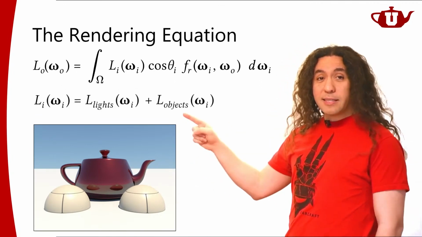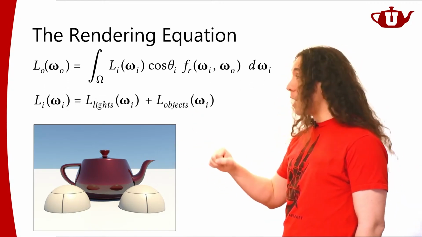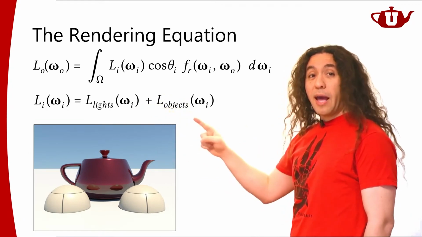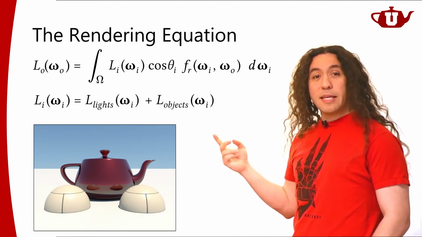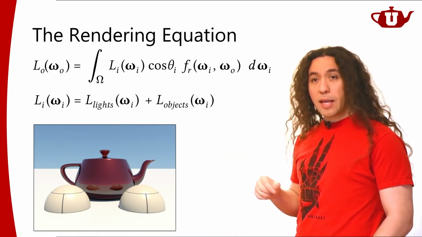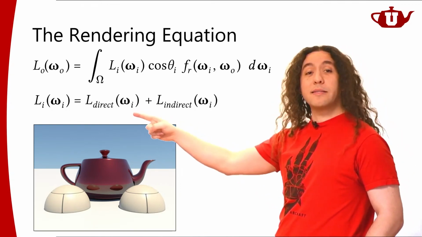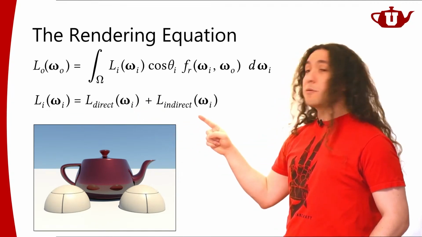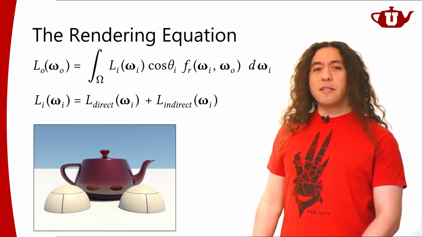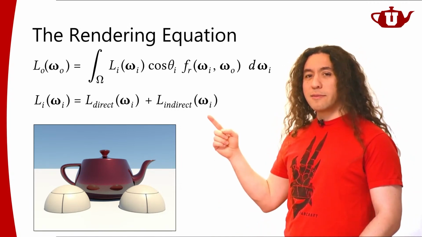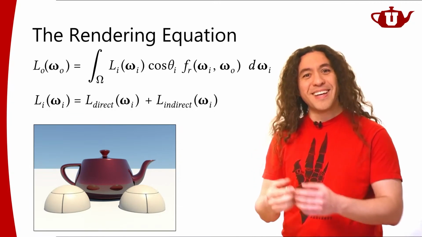So the light that comes to this teapot is coming from the light sources directly, and it's also coming from the other objects. Now we classify these two types of light as the light that's coming directly from the light sources, that's direct light, and the light that's coming indirectly, that means that's the light that's coming from other objects. Why are we calling it indirect? Because it's not the light that originates from a light source.